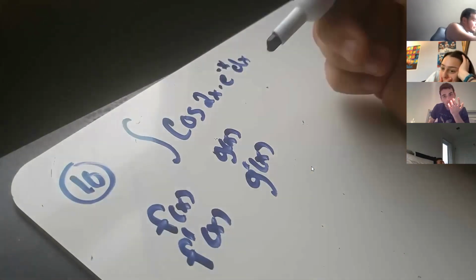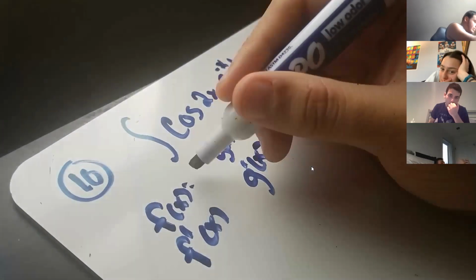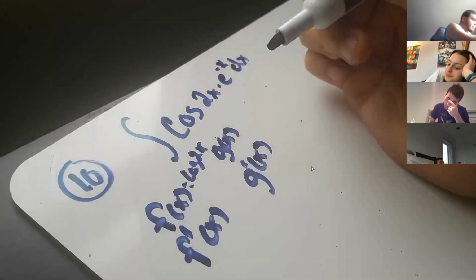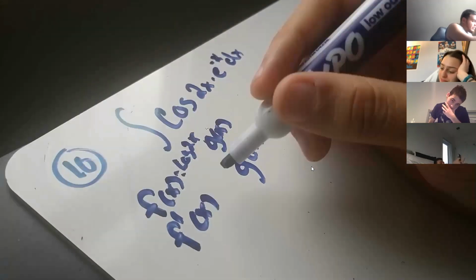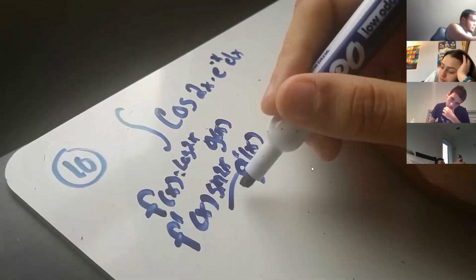Okay. So we're going to make f of x cosine 2x. And we're going to make f prime of x sine 2x over 2.